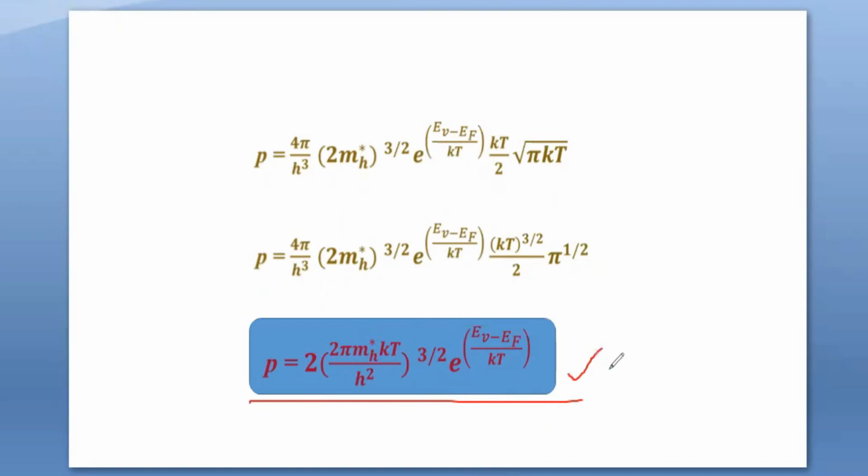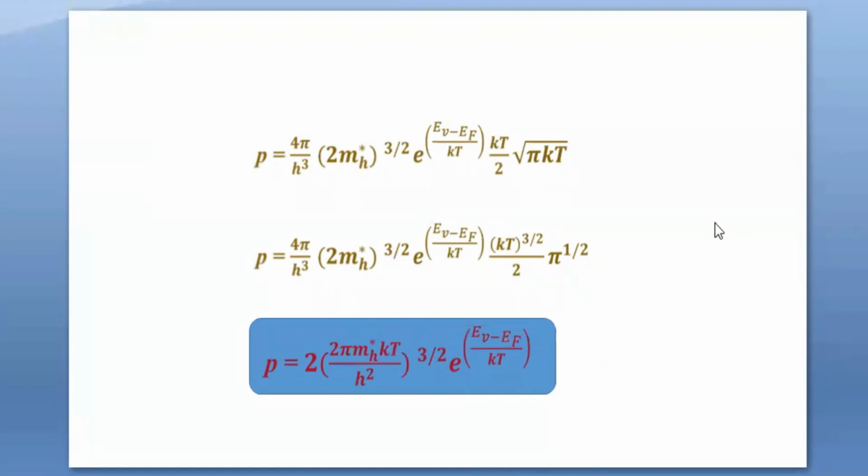So this is the number of holes present in the valence band. Okay, we got the expression for N and we got the expression for P, the density of holes and the density of electrons.